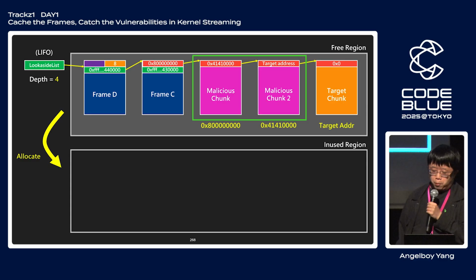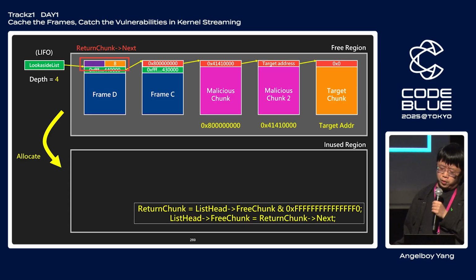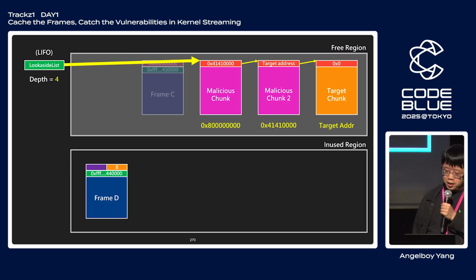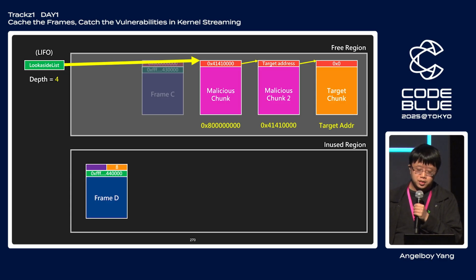As shown in this diagram, we first construct a fake linked list in user space. The address 0x414100 represents a user-controlled memory address. Then we allocate the frame buffer. It will align the chunk and update the list header. However, because the alignment logic treats the start of frame D as the next pointer, once the first chunk is popped from the list, the linked list transforms into what you see in this diagram.